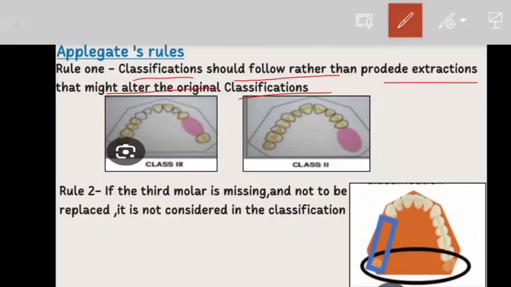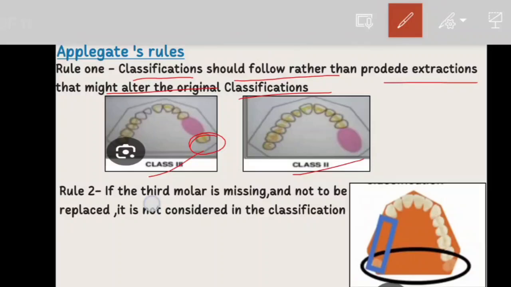So you can see in the first diagram, this is a class 3, but after the extraction of this tooth it will convert into class 2. So it shows the extraction can change the class. So it is always the extraction before the classification. Okay.